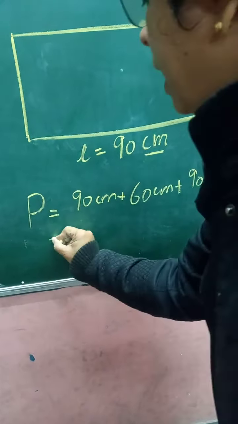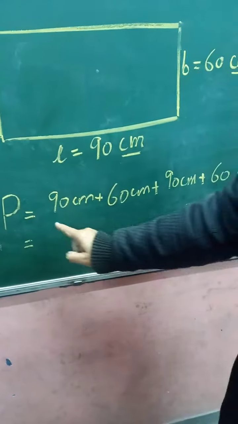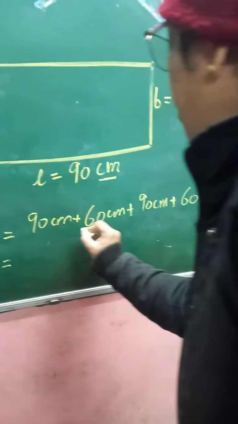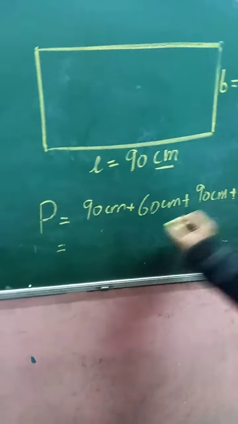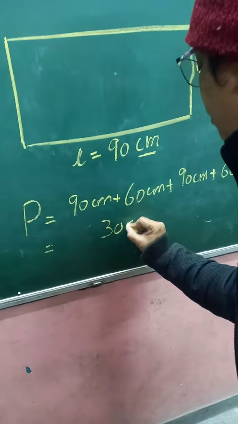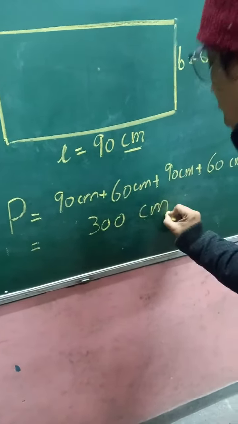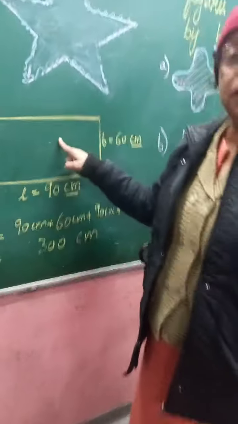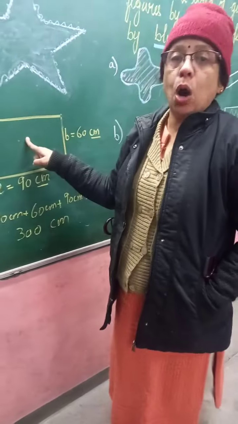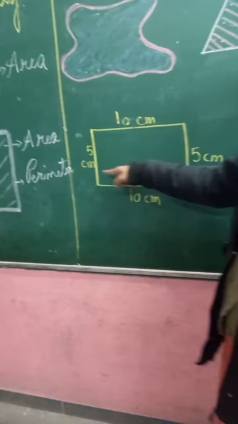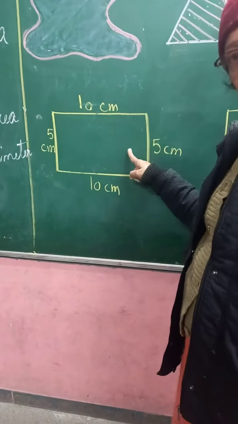So how much is the total length? We will add. It is 9 plus 6, 15. So it is 300 centimeter. So 300 centimeter is the perimeter of this rectangle. That is how you will do. In the same way, I think you can get the perimeter of this figure also.